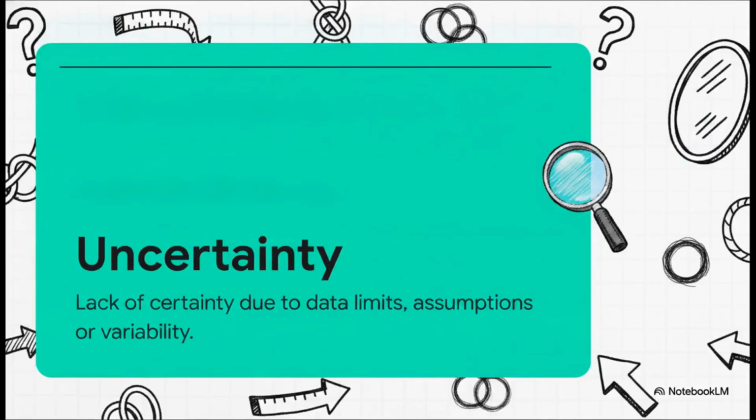And speaking of the real world, we absolutely have to talk about uncertainty. What is it? It's simply the lack of certainty due to data limits, the assumptions you had to make along the way, or just natural variability in the system. Guys, every single sustainability assessment has uncertainty. It is totally unavoidable. The key here is brutal honesty. You have to rigorously evaluate and acknowledge your data limits before you ever hand a briefing document to a decision maker. Pretending your data is perfect is a recipe for disaster.